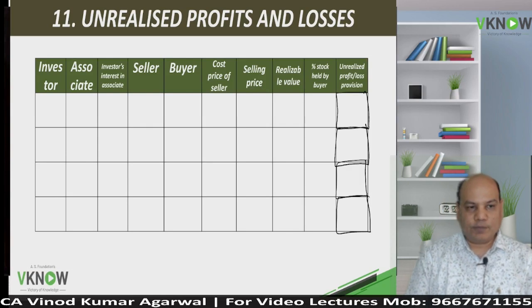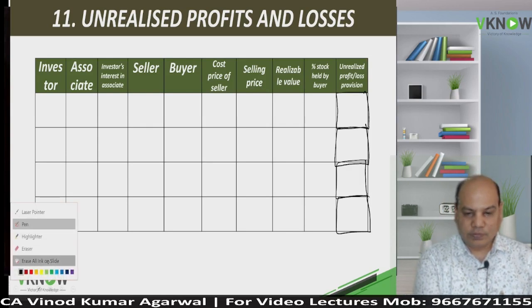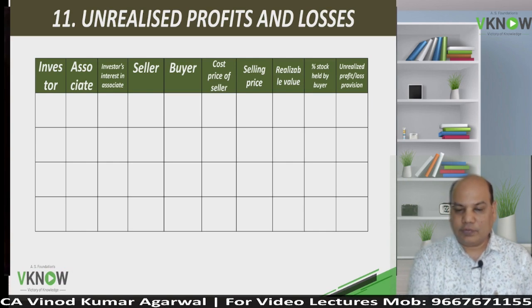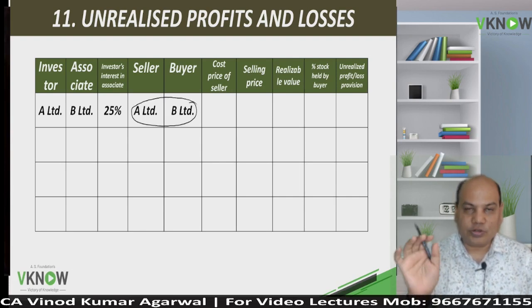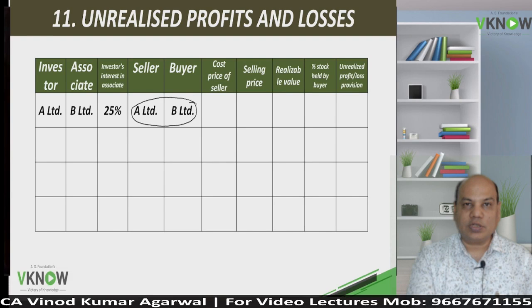So I hope you are ready to participate in the discussion. I will give you time to think. First line, write down investor is A, associate is B, investor's interest in associate 25%, and seller is A, buyer is B. This will not affect your answer in AS23. In AS21, it made a difference because it was upstream and downstream transaction. But in this chapter, as per the standard, it doesn't matter whether the investor has sold to the associate or the associate has sold to the investor.